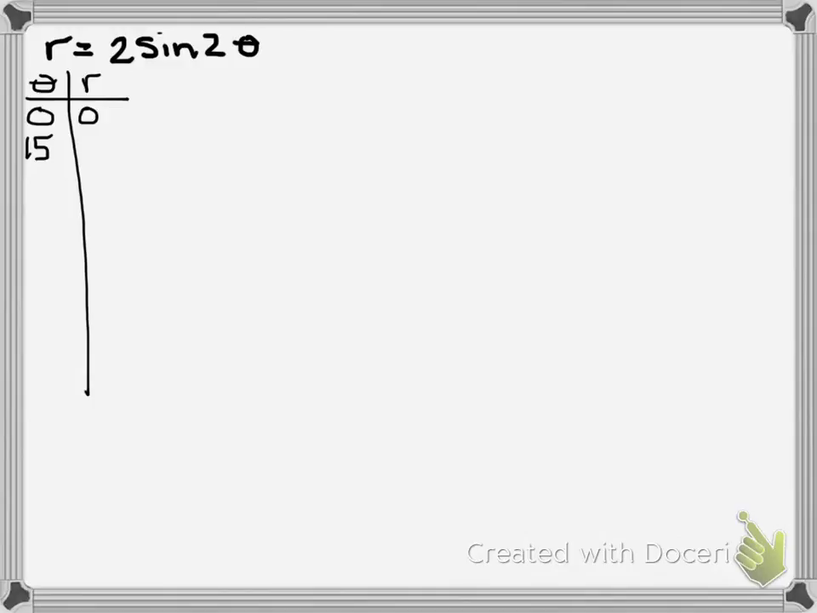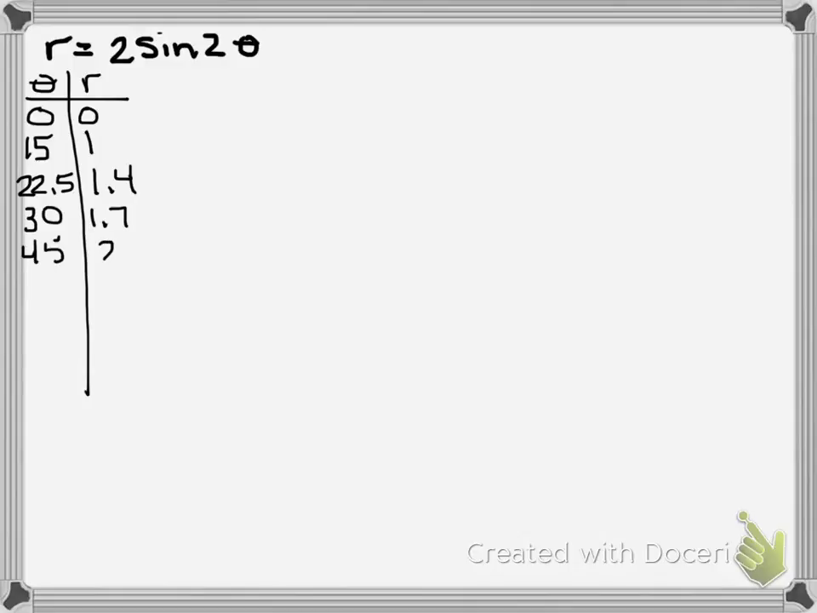2 times 15 is 30. Sine of 30 degrees is 1/2. 1/2 times 2 gives us 1. Continuing on, the next one we normally would plug in is 45. If I'm plugging in 45, that would give me 90, because 45 times 2 is 90. So instead of plugging in 45, I'm going to plug in 22.5, and that, when I plug it in, will give me 45, and that'll give me approximately 1.4. Okay, continuing on and following this, you're going to get 30, 1.7.